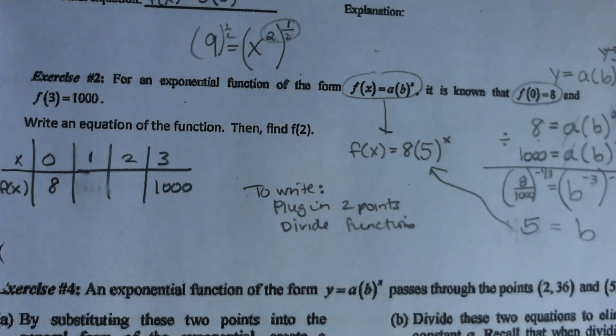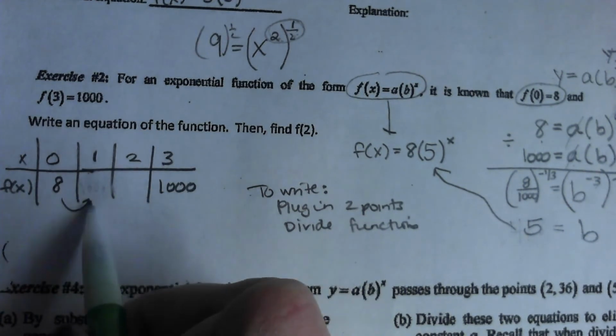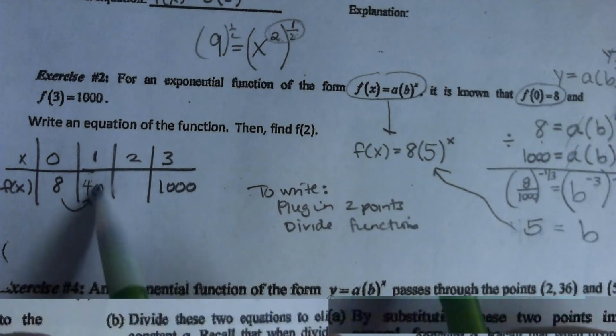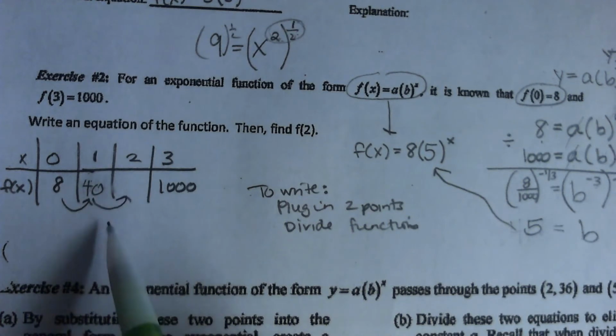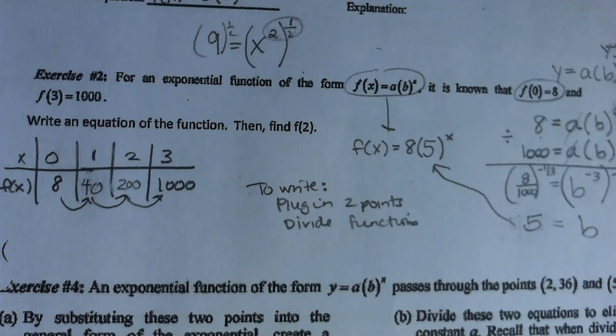And then now that we see that we've gotten a multiplier of 5, what would that next term have been? 40. And then what would that next term be? 200. And then, does that make sense now? 200 times an additional 5 gets you to 1,000. Okay, so plug in your 2 points, divide the functions.